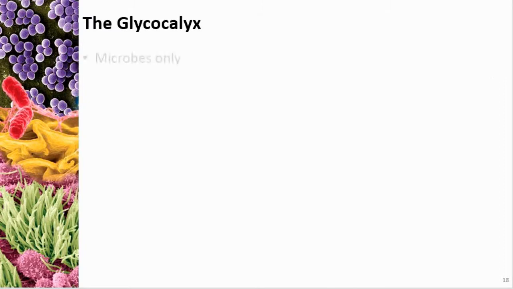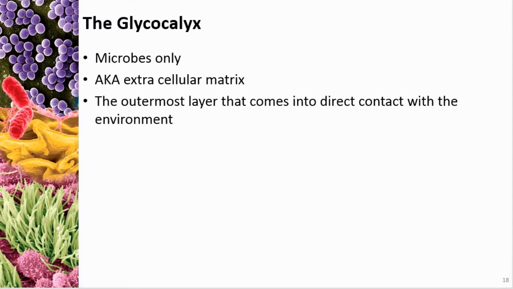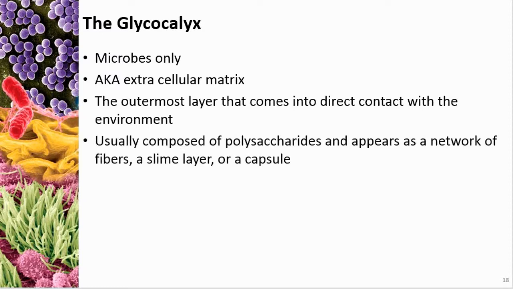So the glycocalyx, remember talking about in the prokaryotes. Now remember, only microbes of eukaryotes have these. These are not in multicellular animals or organisms. Okay, it's also known as the extracellular matrix in these. And it's the outermost layer, outside of the plasma membrane, of course. And so this is what is actually in contact with the environment.